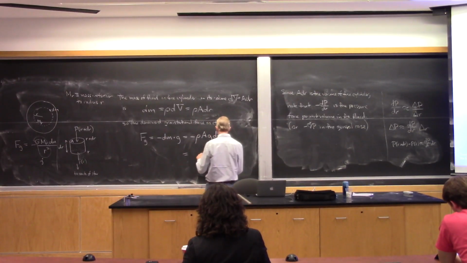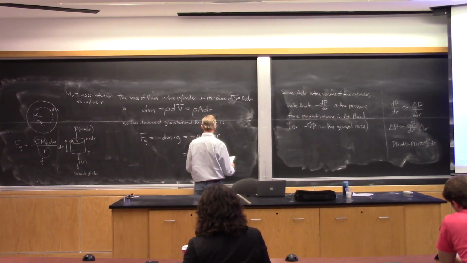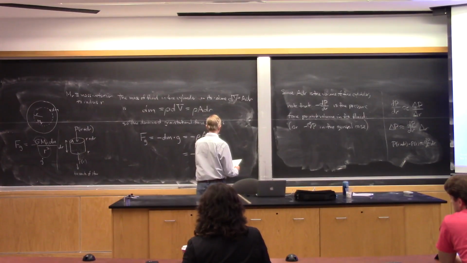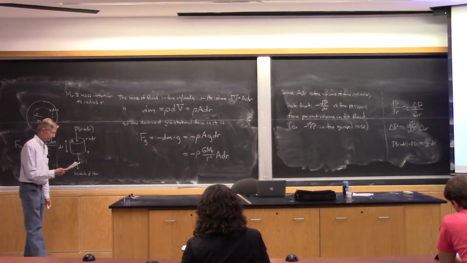So this will be minus rho times G M sub r over r squared times A dr.